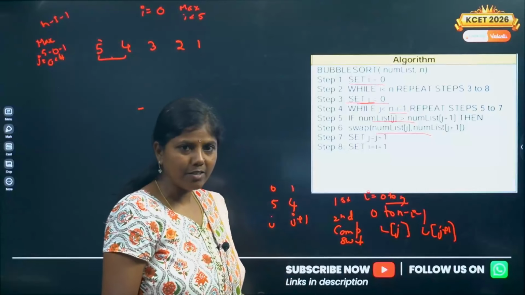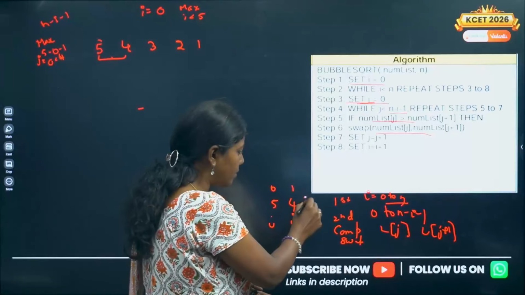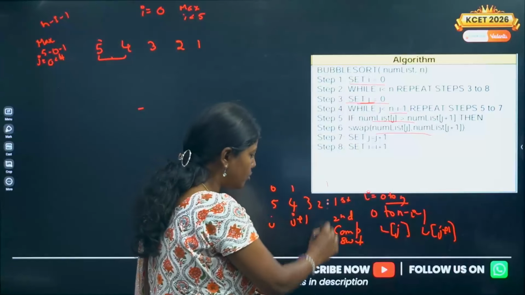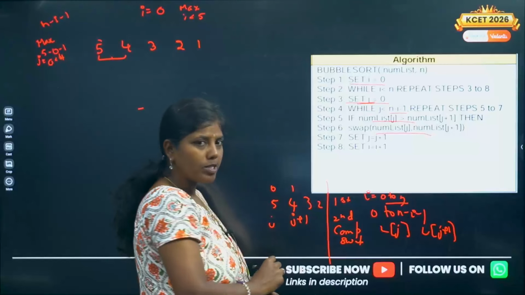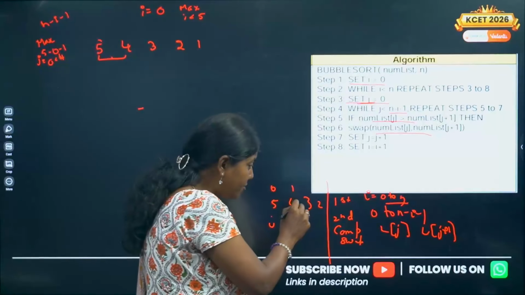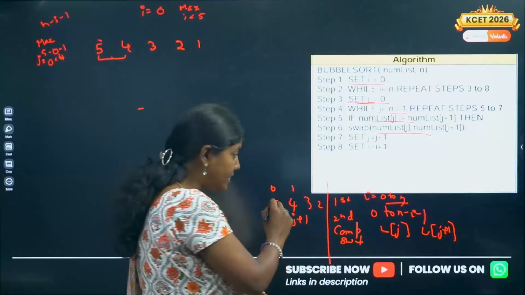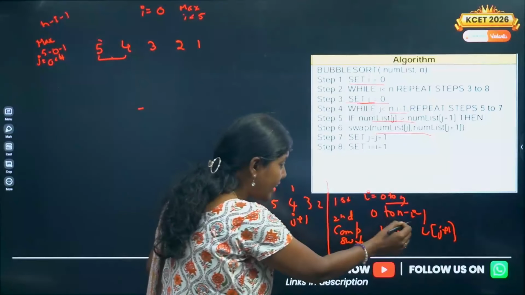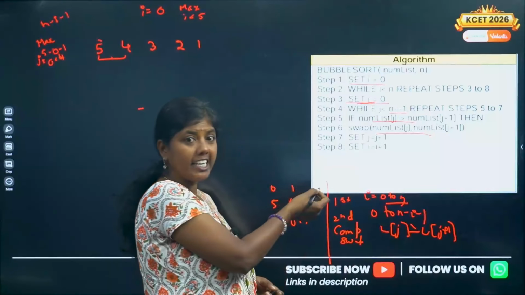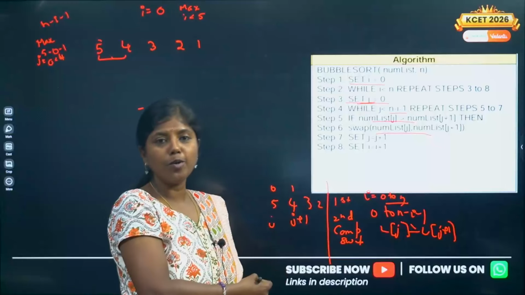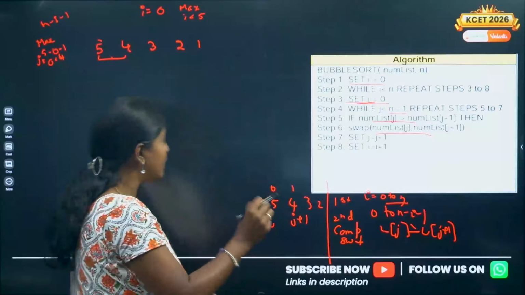For the time being, I'm just telling only 2 elements. It can be multiple elements also. So this is j plus 1. I'm comparing 5 and 4. If this element is greater, okay, if j is greater, if this element is greater, then we swap it, no? We swap it, right? That is what we are doing.